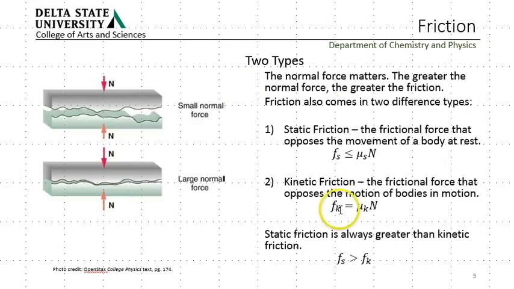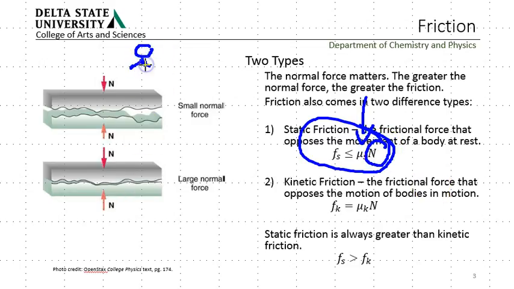All right. Static friction right here is always less than or equal to what we call the coefficient of static friction, mu s. That's the Greek letter mu, sub s. So it's always less than or equal to mu sub s times the normal force. Now, if it was me sitting or standing here on top of this, the normal force is equal to my weight, right?